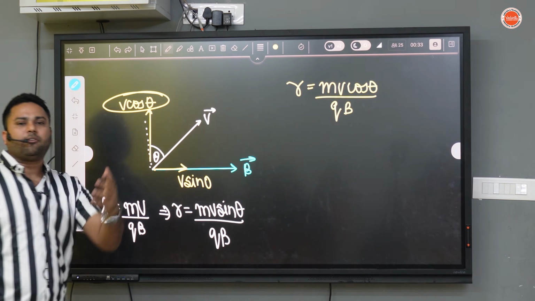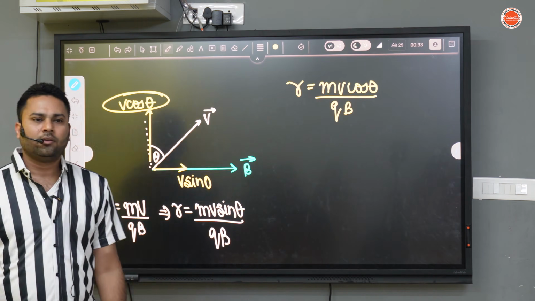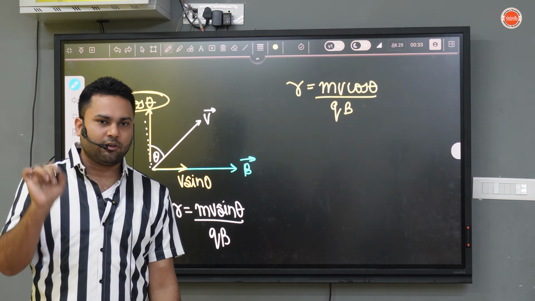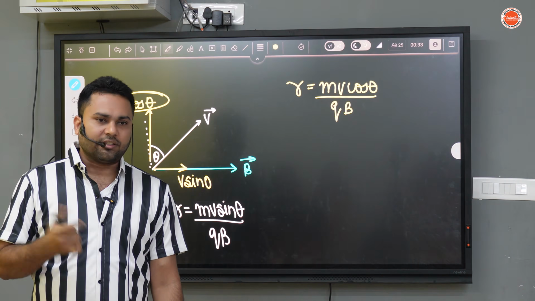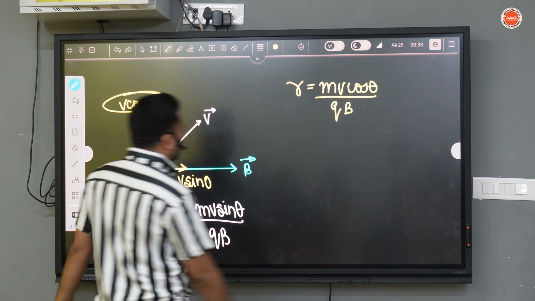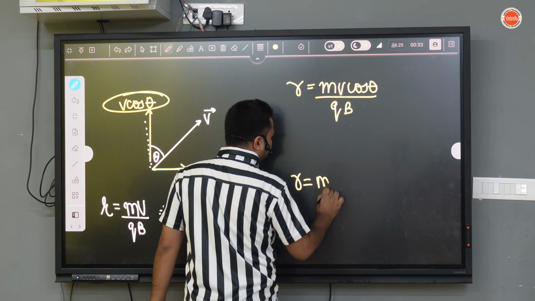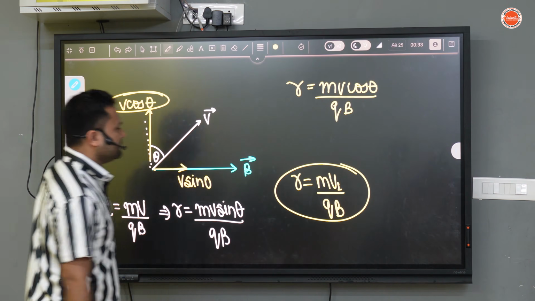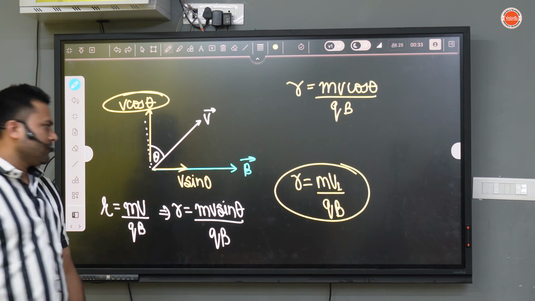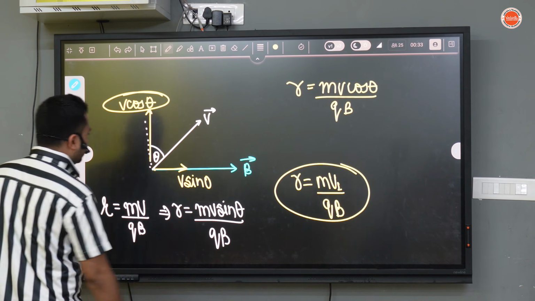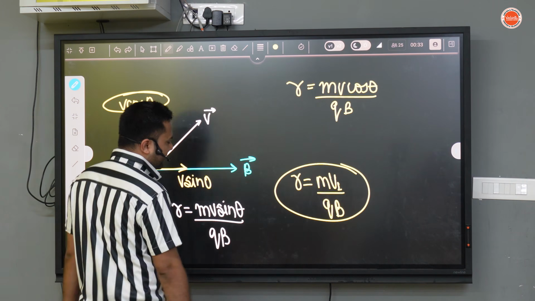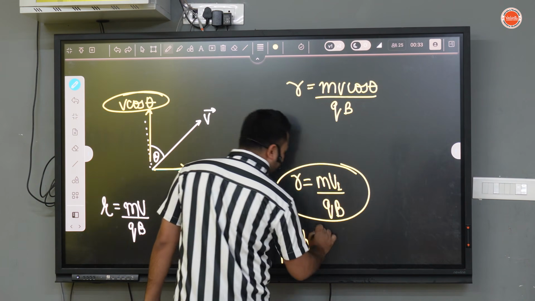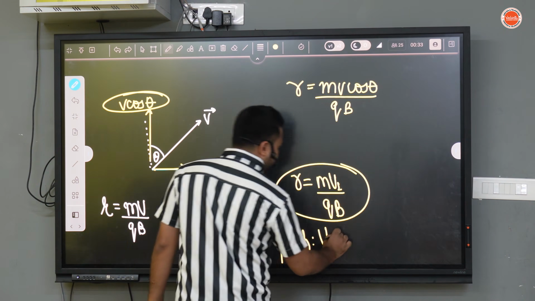Now if you just mug up the formula, it will become wrong. So that's why I make you write v perpendicular. Don't mug it as mv sin theta by qB. They can change the angle, and again your answer will be wrong. So it is best that you write m v perpendicular by qB for radius. Similarly for pitch, you can write the general formula, v parallel multiplied by time.